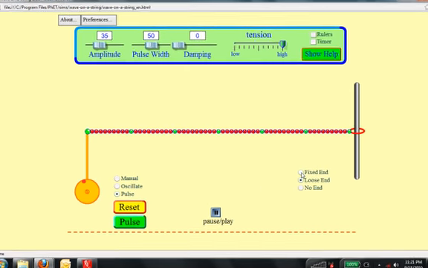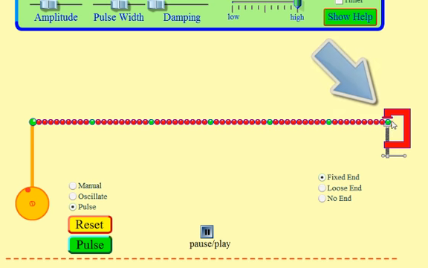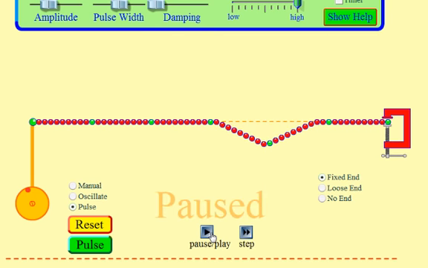So now I'm going to change my boundary and clamp rigidly the end down here. I send a crest down, a trough comes back. And so we say that there is a pi phase shift, or 180-degree phase shift, or sometimes you'll even hear it just referred to as a phase shift.